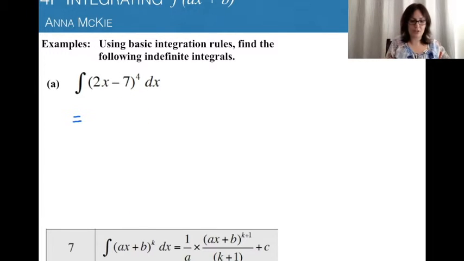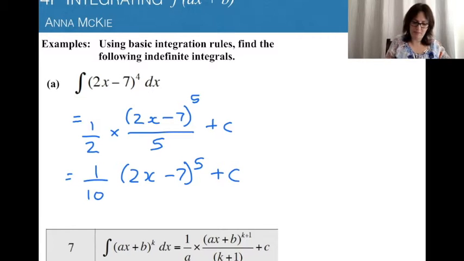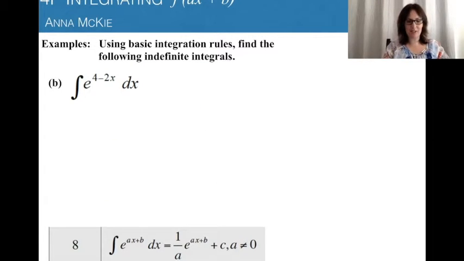So let's do that. So you keep the function the same, the 2x subtract 7 part. That to the power of 4 is now raised to a 5 and put over 5. And out the front we're multiplying by 1 on the a, which is 2 in this case, and plus c. We tend to just tidy up by writing 1 on 10 and the function again with or without that multiplying between the plus c. As you know, you could also write that divided by 10 and combine them, and they're both the same.